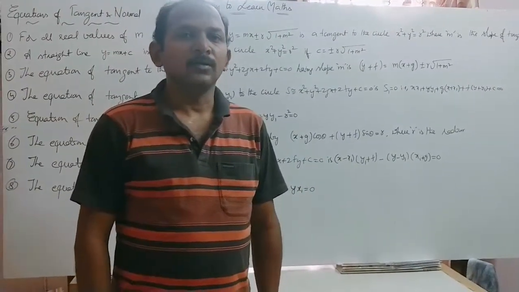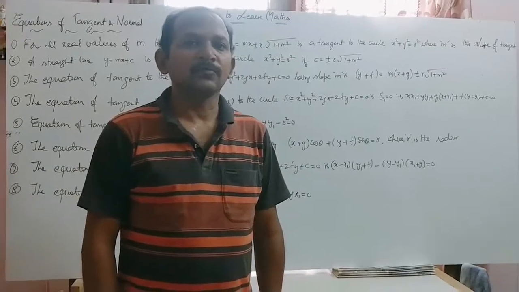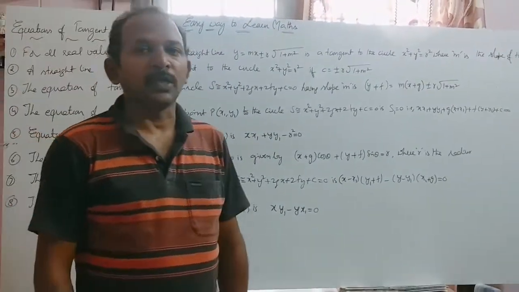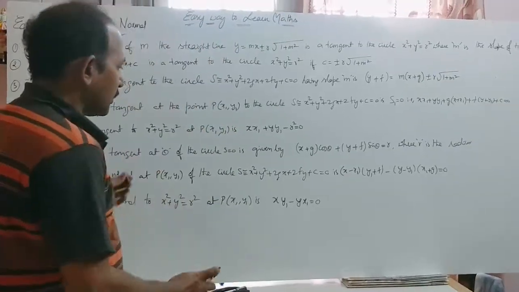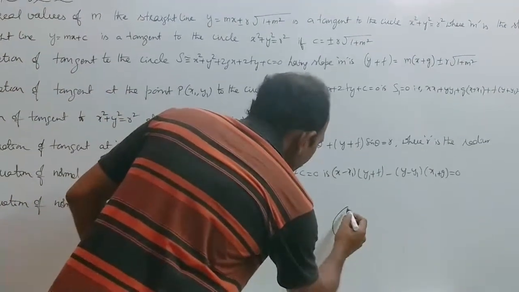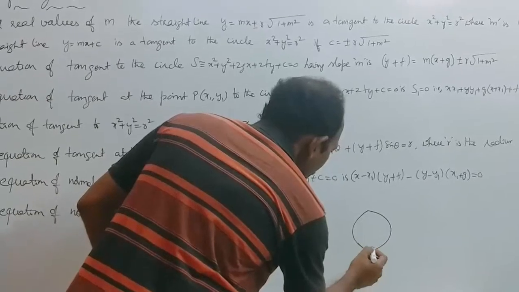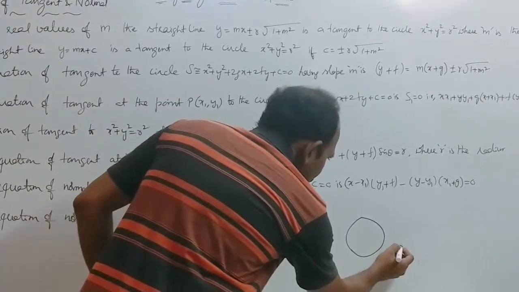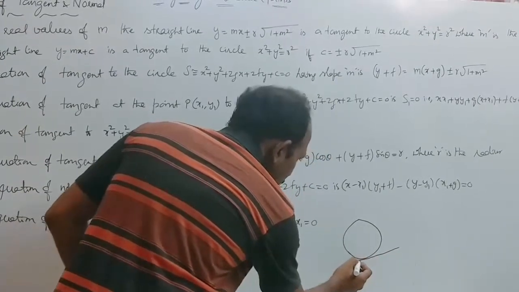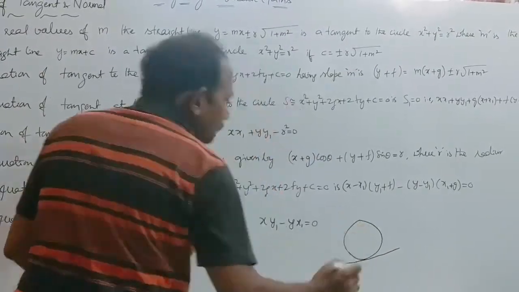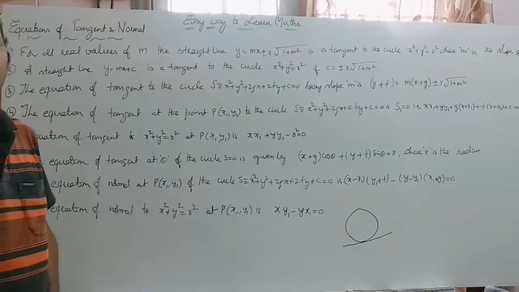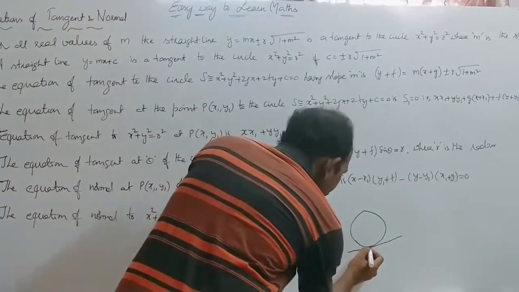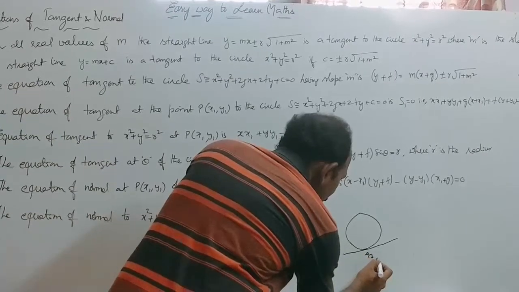In this session, we will discuss equations of tangent and normal. We already discussed the tangent. Tangent means, for a circle at a point, the line which touches the point is called the tangent to that circle. That is called the equation of tangent. And the normal is perpendicular to this tangent at that particular point P(x1, y1).